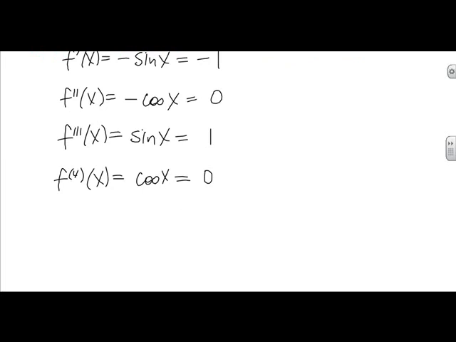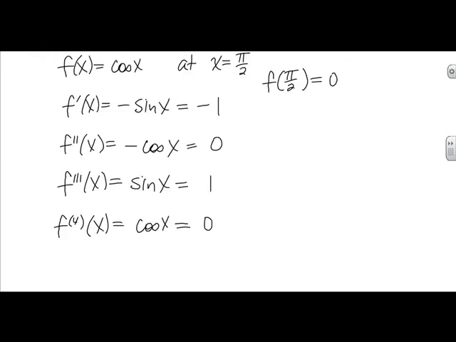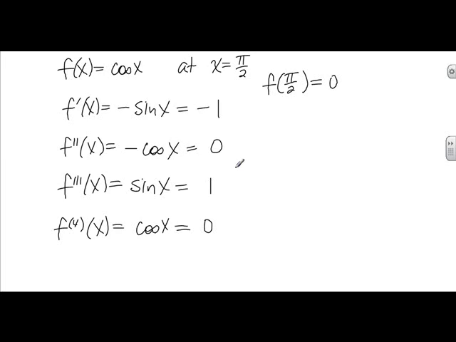Here's the point. Notice that each of these derivatives is going to stay between negative 1 and positive 1. So the whole point is to note that the absolute value of the n plus 1 derivative, evaluated at some number c, will be less than or equal to 1.